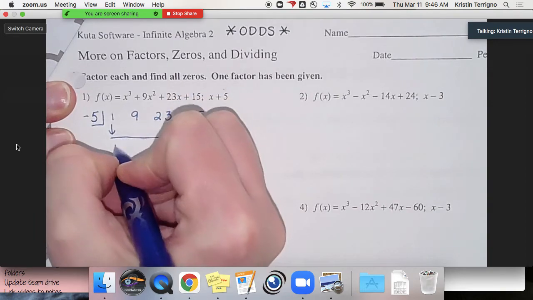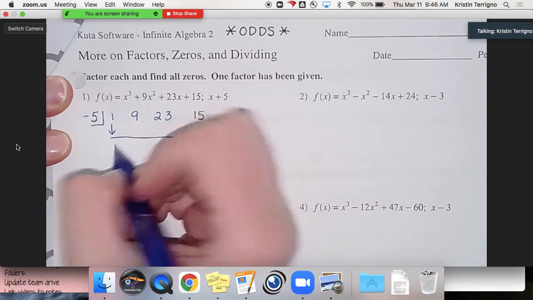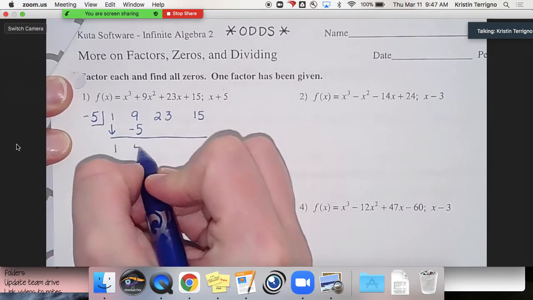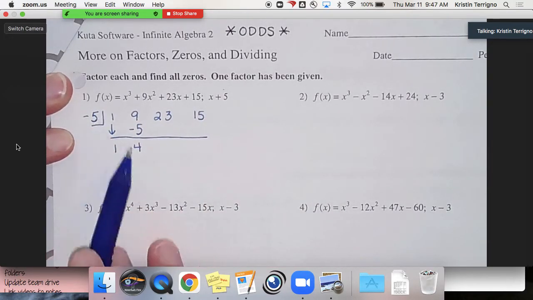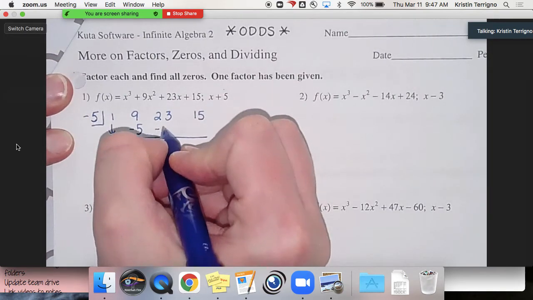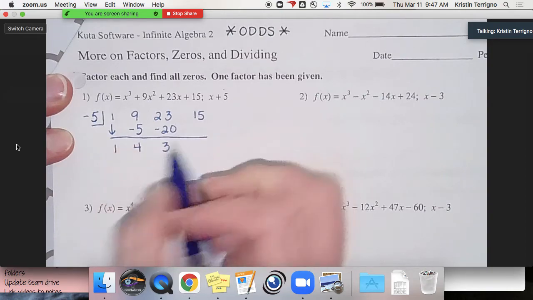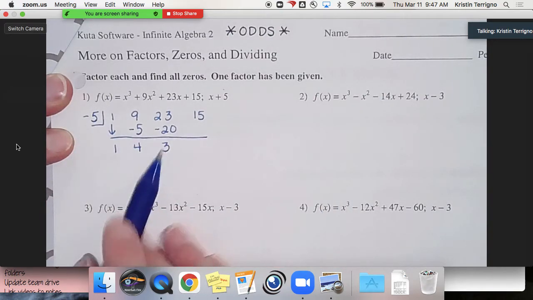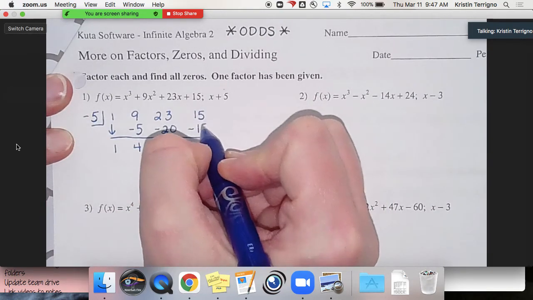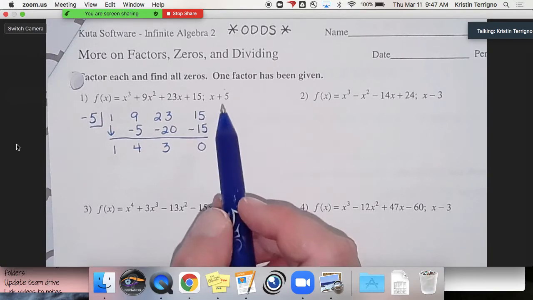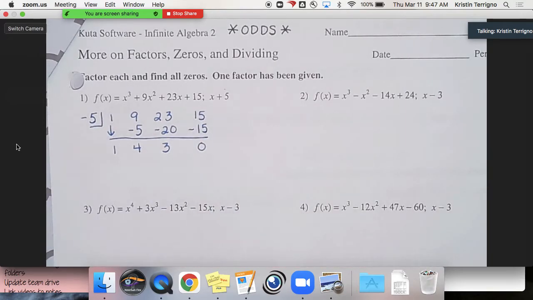Drag down the 1. Negative 5 times 1 is negative 5. And then I add together. 9 and negative 5 make 4. Negative 5 times 4 is negative 20. And 23 plus negative 20 is 3. And then negative 5 times 3 is negative 15, which gives us a 0 at the end. And all of these should work out with a 0 at the end because we know this thing is a factor, which means it divides in evenly.